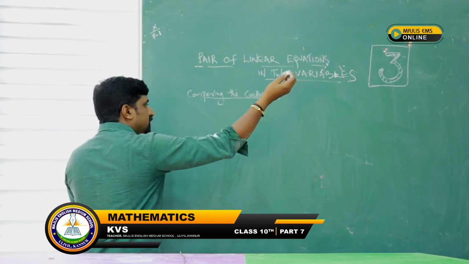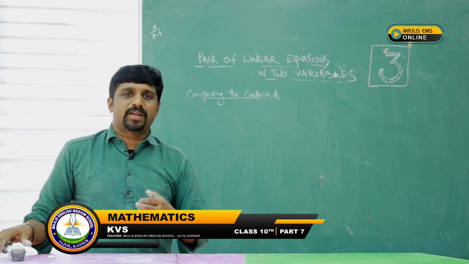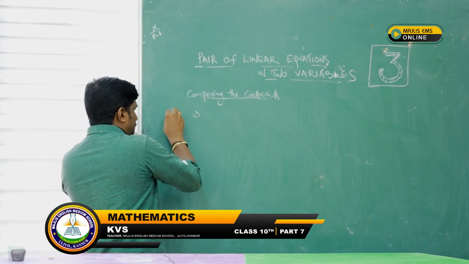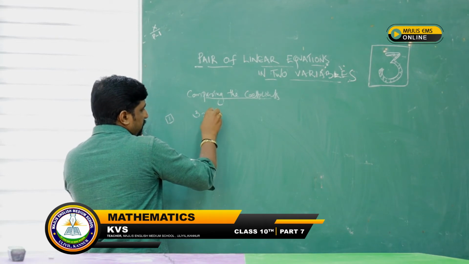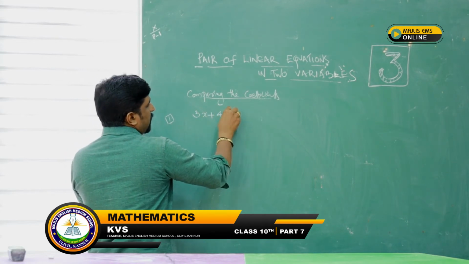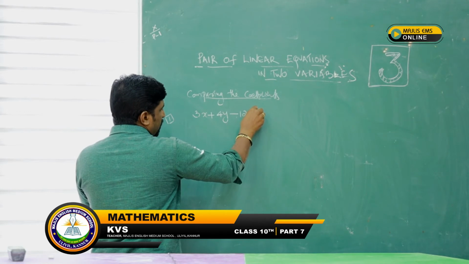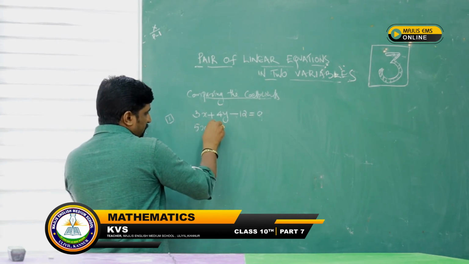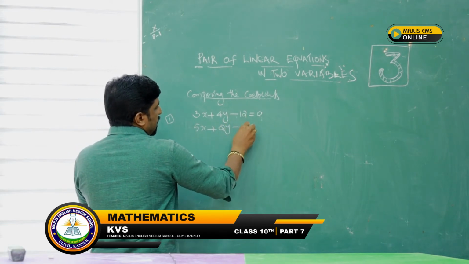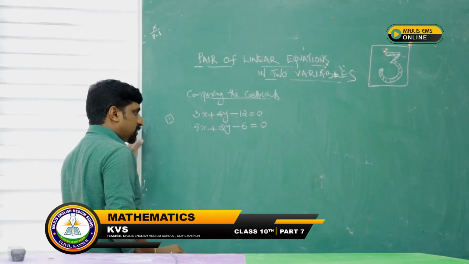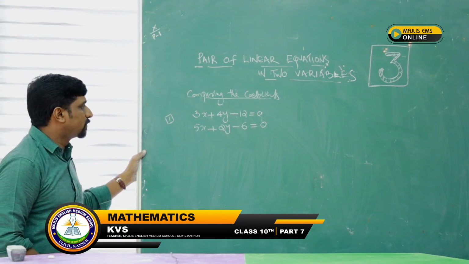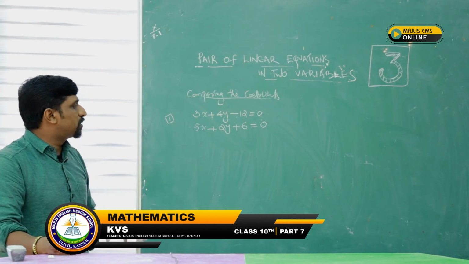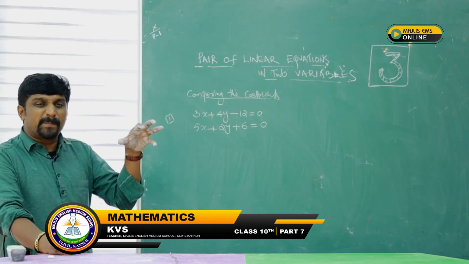Comparing the coefficients, we can find out something. Suppose 3x plus 4y minus 12 equal to 0, first equation. 5x plus 2y minus 6 equal to 0, another equation. Or plus 6 equal to 0, that is another equation. Here we got two equations and we can find out by comparing the coefficients.